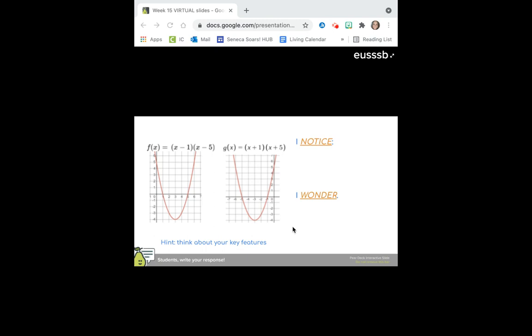As you're looking at them, think about your key features. What do you see on the graphs? How might that show up in the equations? That kind of stuff. I'll give you a few moments to get at least one notice and at least one wonder.